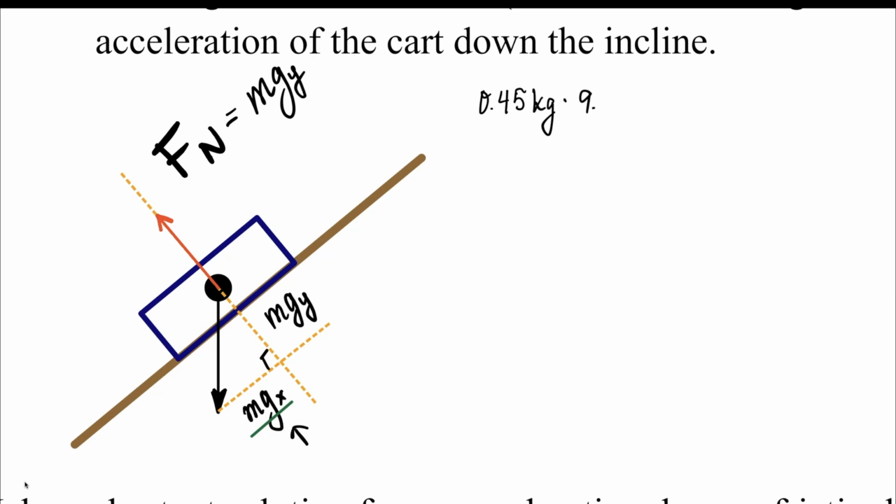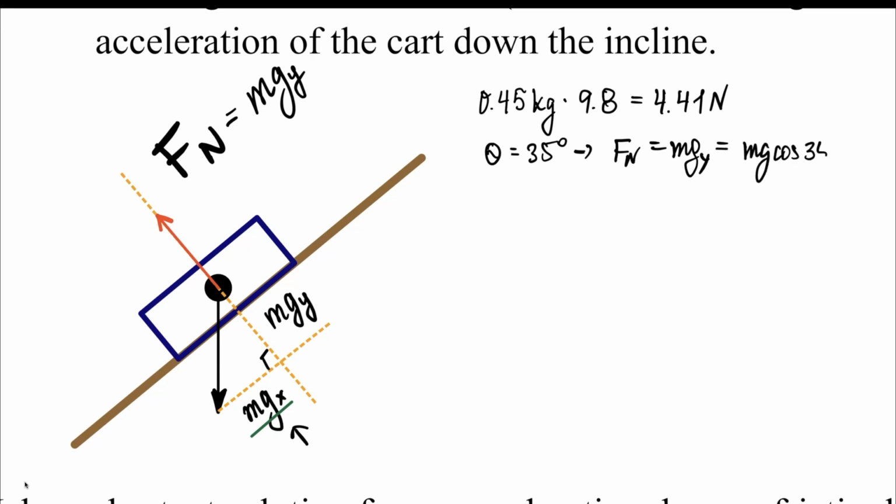Our mass is 0.45 kilograms. We multiply that by 9.8, which gets us a 4.41 newton force of gravity. Then the y component at theta of 35 degrees, the normal force, being mgy, is equal to mg cos of the angle, which in our case is 35. So 4.41 cos of 35 is 3.61 newtons. That is the normal force. Force of friction is non-existent, so that is taken care of vertically, and our object is in equilibrium.